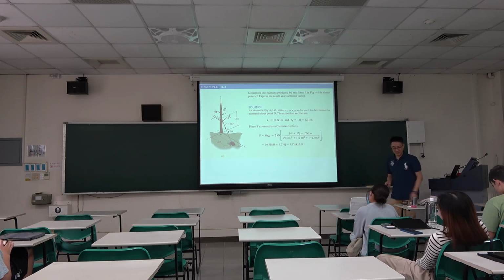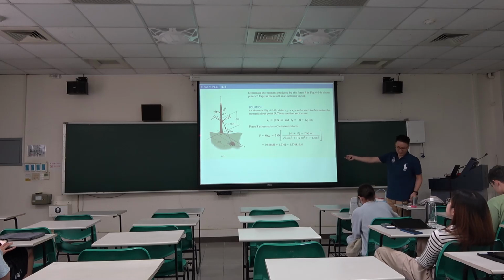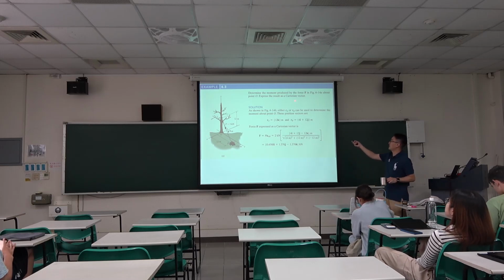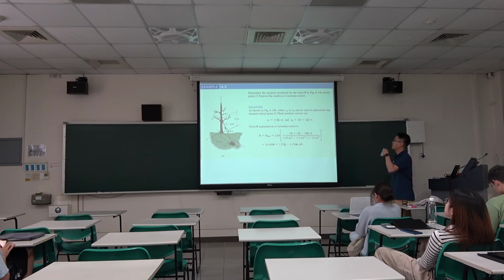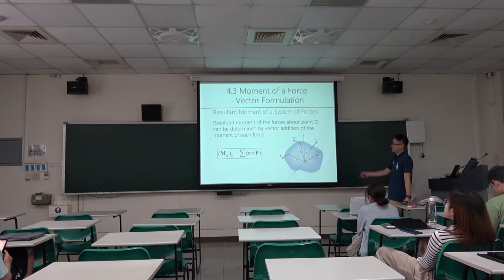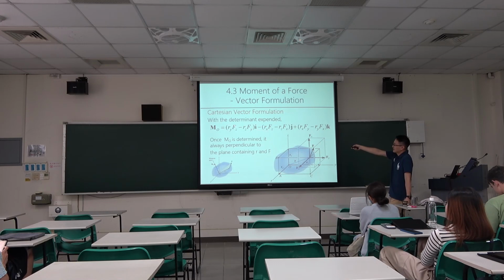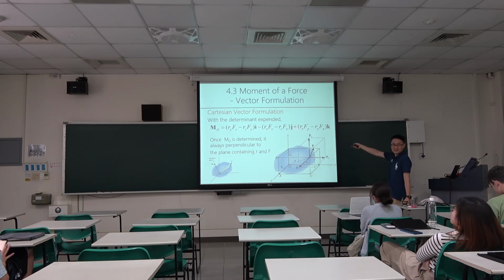Then we go to this example. Determine the moment produced by the force F about point O. Okay, point O is here. Express the result as a Cartesian vector. So we want to work out the moment. To work out the moment, we can use cross product. Okay, cross product to work out the moment, using a Cartesian vector.